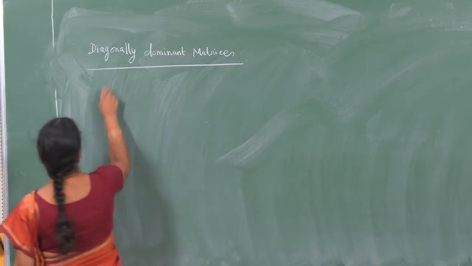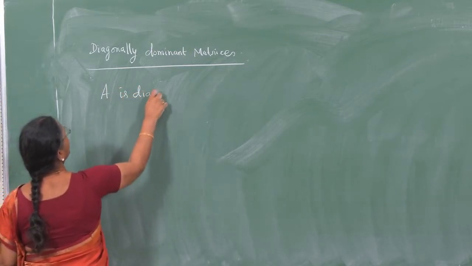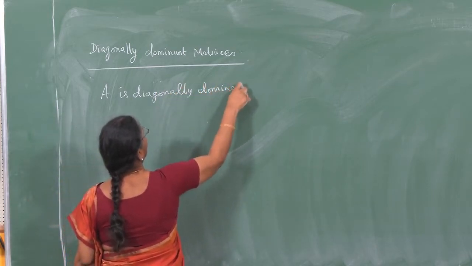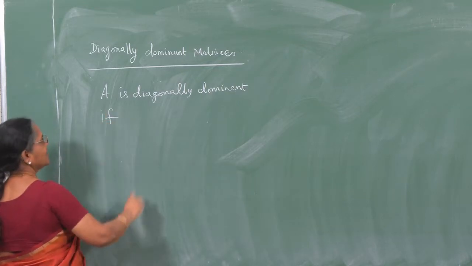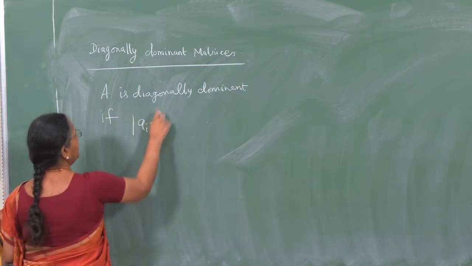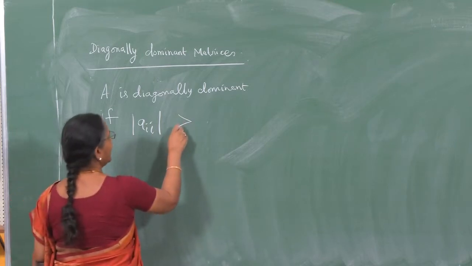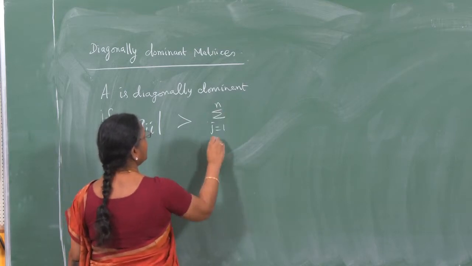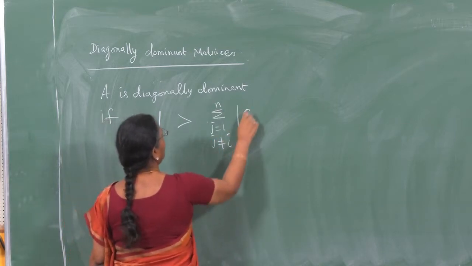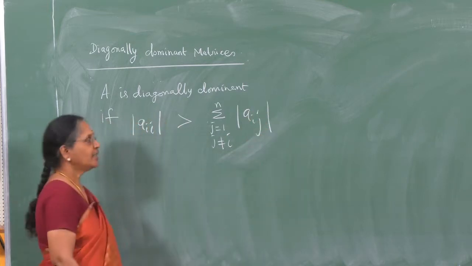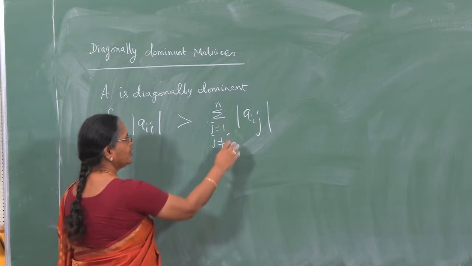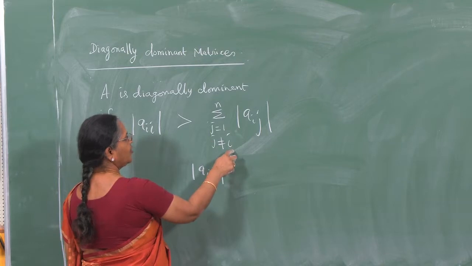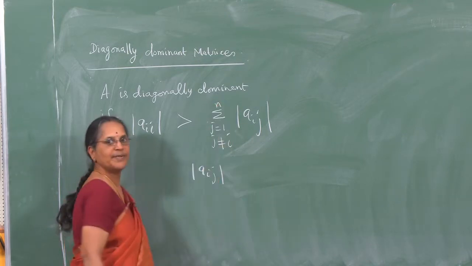So, a matrix A is said to be diagonally dominant if the following condition is satisfied, namely if modulus of a_ii is greater than the sum over j equal to 1 to n, j not equal to i, of modulus of a_ij. What does the right hand side tell you? The right hand side is modulus of a_ij, for j not equal to i and j equal to 1 to n, and this must be summed up.